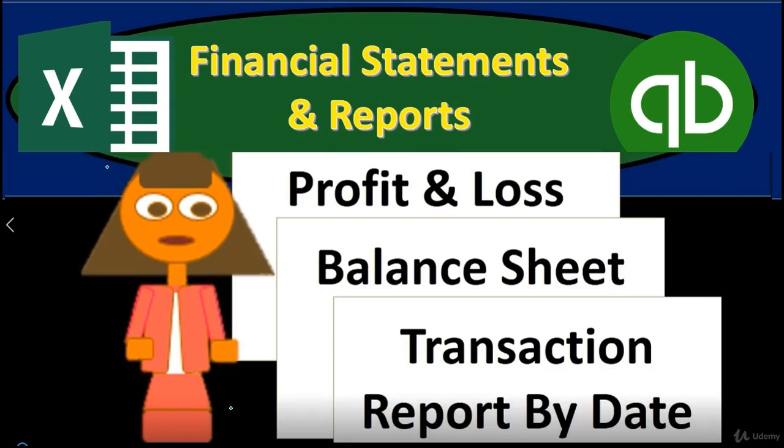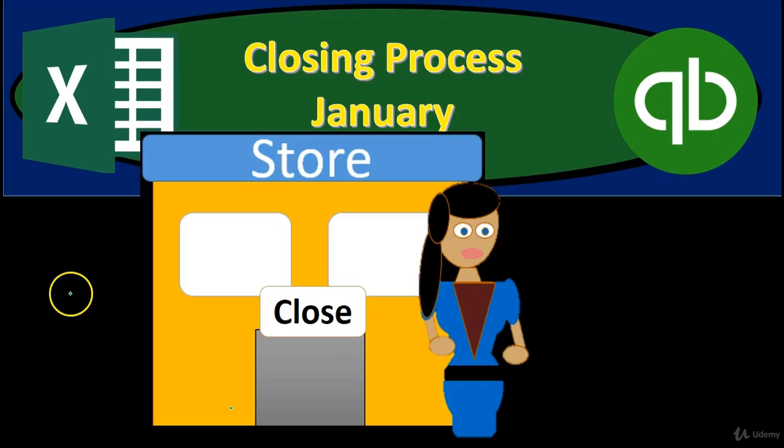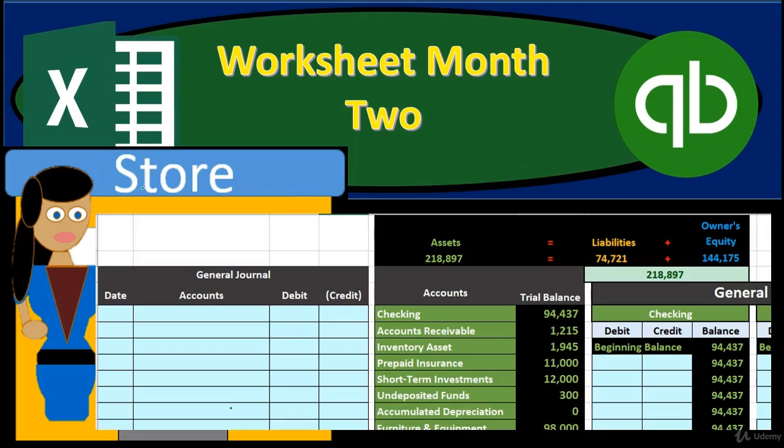Note at this point, we didn't do the adjusting process or bank reconciliations. Those will be done in the second month. We're going to have the closing process for the first month, the month of January, and then we're going to set up the worksheet for the second month.